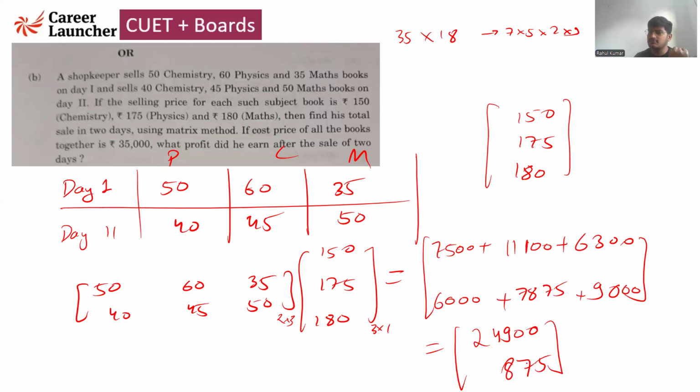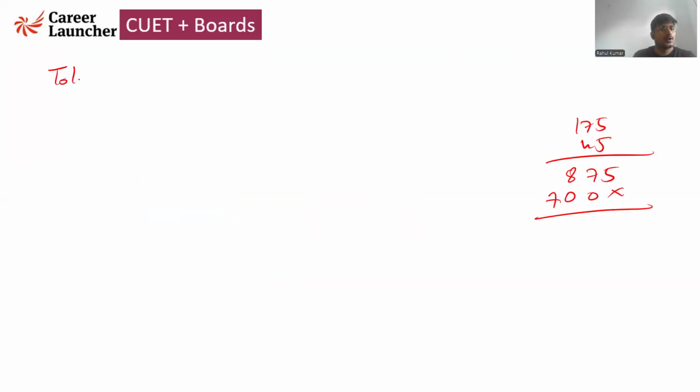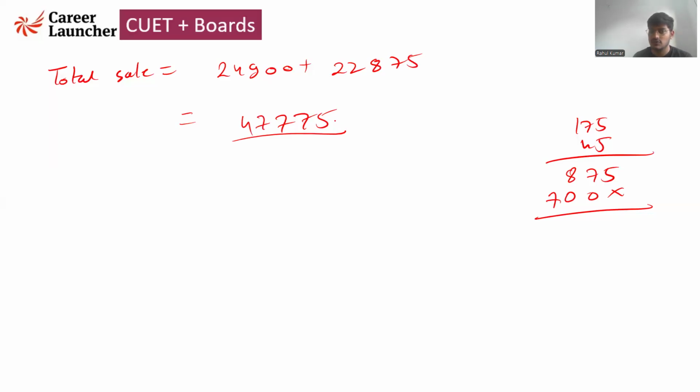And now we need to add 9 plus 7, which is 16, and plus 22. So this is the same. So the question is the total sale. Total sale, how much? It is 24900 plus 22875. What will it be? 75. 8 plus 9 is 17. 1 carry. 6, 7, 4. This is the total sale.